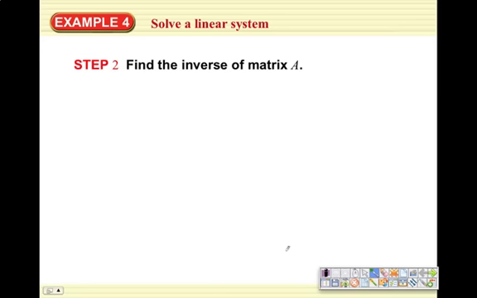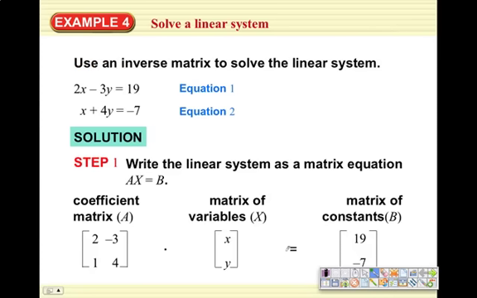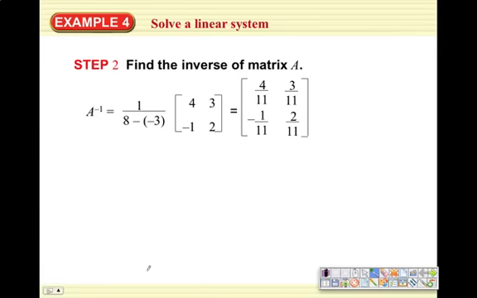Alright, so you should take a moment to do that. Let's go back. You do that. Write it down. Pause the video, find the inverse of A. Okay, you should have this as your inverse. Now pay attention.